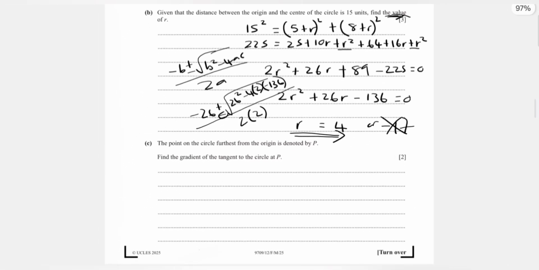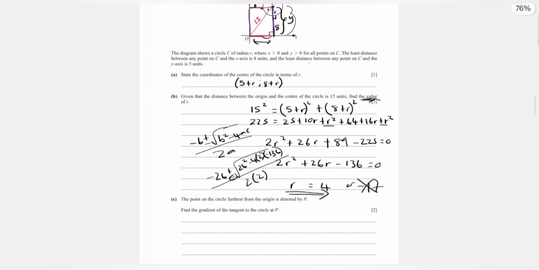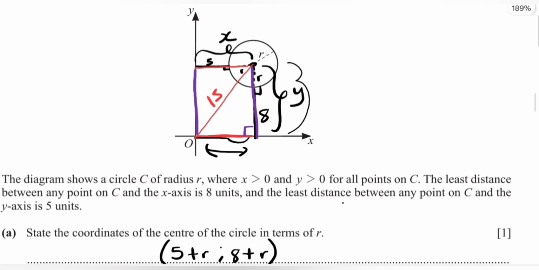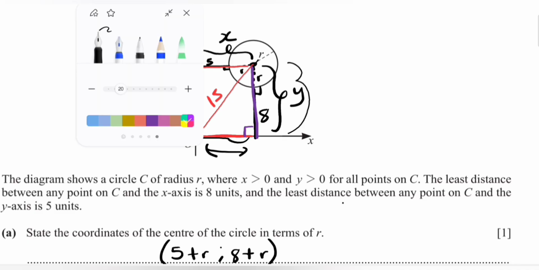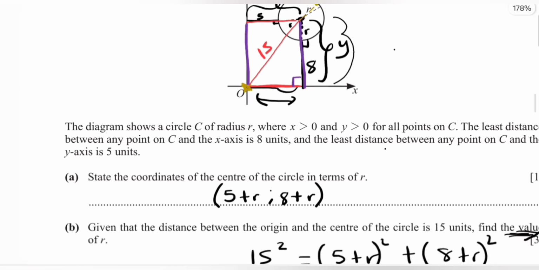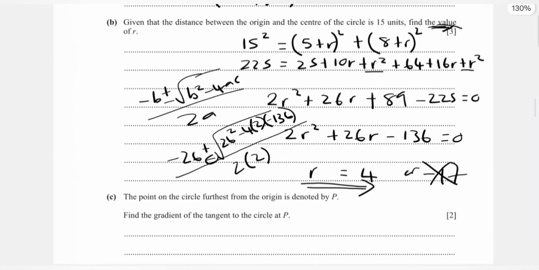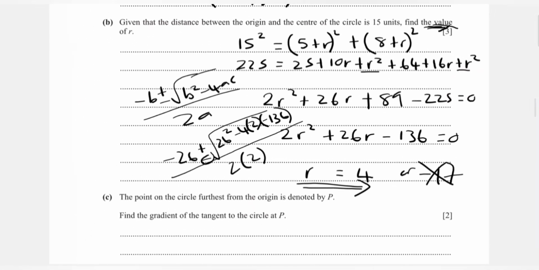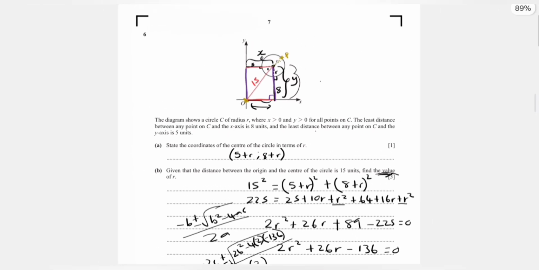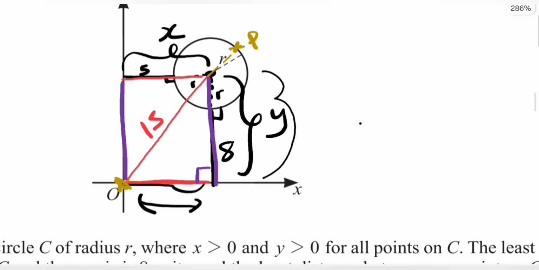And moving on to part C, which says the point on the circle furthest from the origin is denoted by P. The point on the circle furthest from the origin. So the point that will be furthest from the origin will be this point. Use a different color, get back to black. And after that, they said find the gradient of the tangent to the circle at P.